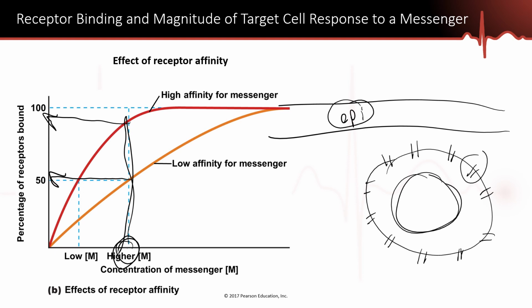The other thing that can influence the magnitude of effect is the affinity that the receptor has for the chemical messenger. If the receptor has a very high affinity for that chemical messenger, then more of the chemical messenger will be bound to more receptors and the magnitude of effect will be greater. If that receptor has a low affinity for the chemical messenger, then less of the chemical messenger will be bound to fewer receptors and the magnitude of effect will be lower.